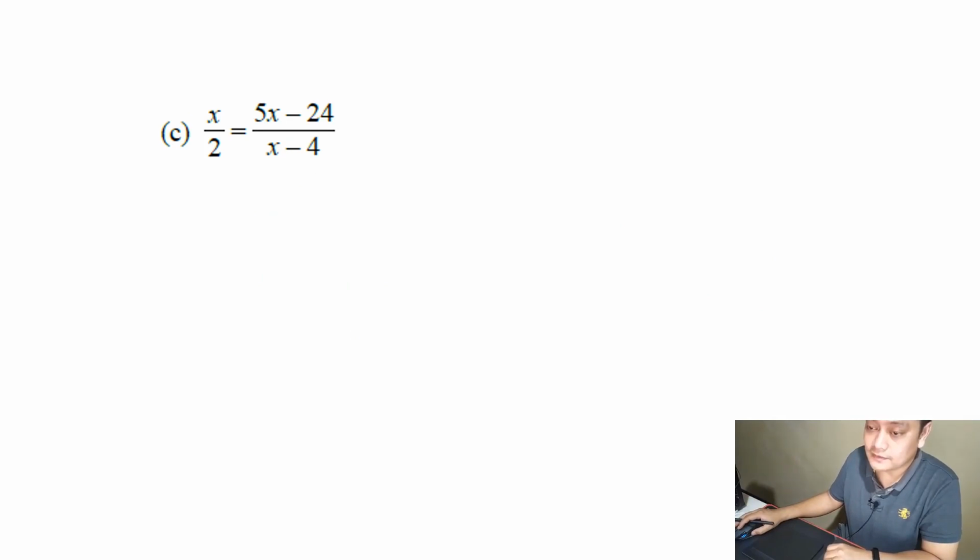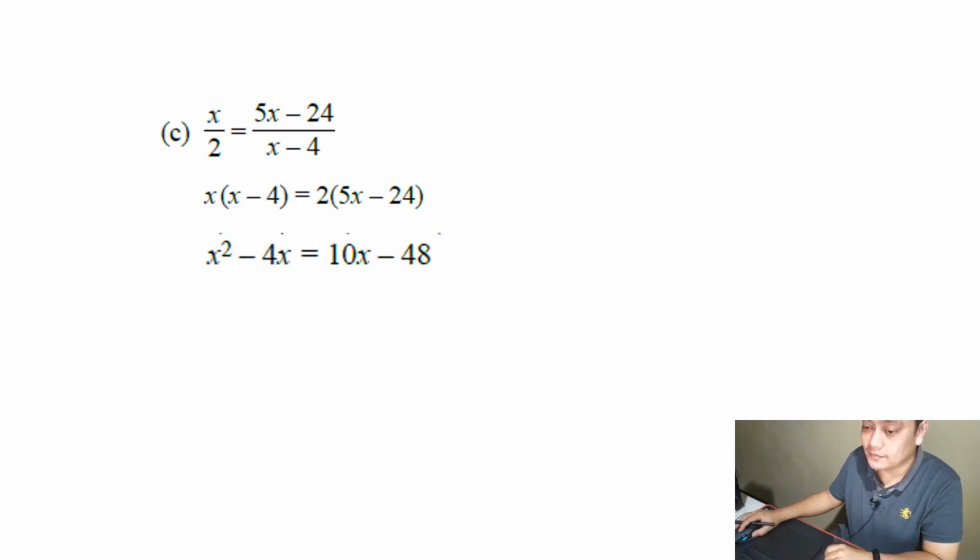Okay, we take a look at another example. x over 2 equals 5x minus 24 over x minus 4. Okay, first you need to write it in the form of ax squared plus bx plus c equals 0. So that means you move x minus 4 to here. So x times x minus 4, and we move to here, 2 times 5x minus 24. Okay, you expand it, you will get x squared minus 4x equals 10x minus 48. Okay, you move 10x to the left hand side, it will become negative 10x, and you move negative 48 to the left hand side, you will get positive 48.